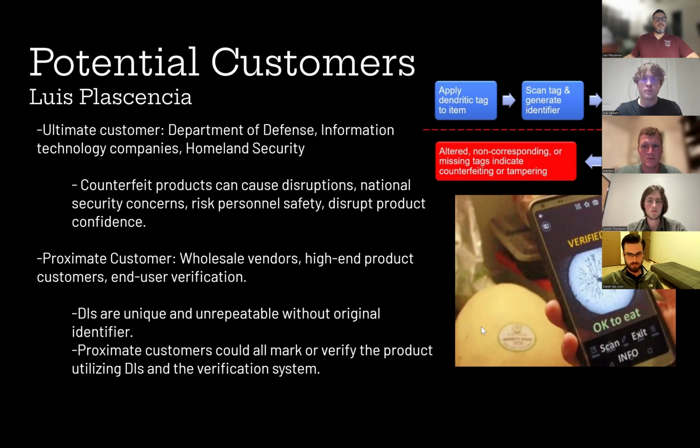Closer and more common to us in the supply chain are wholesalers, luxury good makers, and even everyday consumers who want to know their product is real. Imagine scanning a tag on an iPhone or a handbag, or even produce at the grocery store, and with your phone, you can instantly get a verified message. Because the dendritic identifier itself is unclonable without the original master, everyone from the factory to the end user can trust the verification system. This is a process that the image on the right shows us. From application to verification, we can see how the process would work to verify the product.